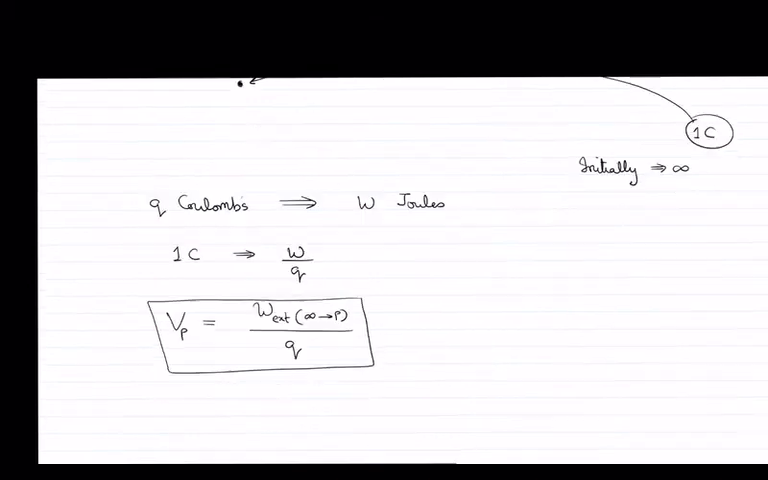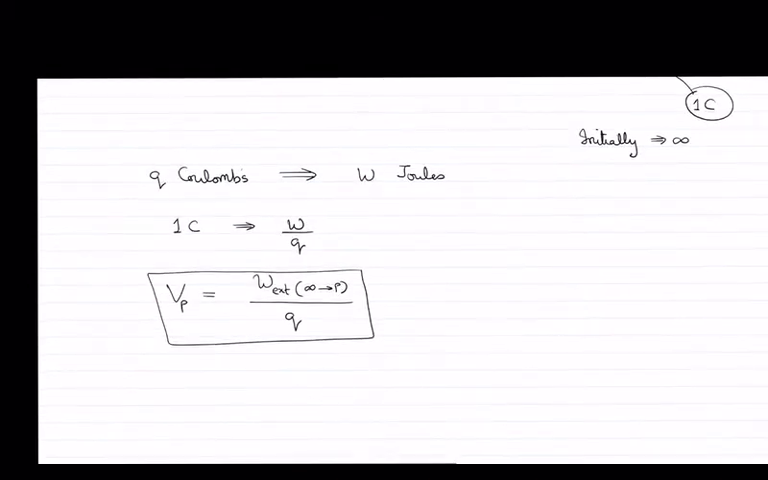Now, based on this formula, if I have to find the unit of potential, as we can see, the unit of work done is joule and that of charge is coulomb. So we can get a very simple unit as joule per coulomb. Also, instead of joule per coulomb we can get a new unit which is volt. So the unit of potential is volt also.